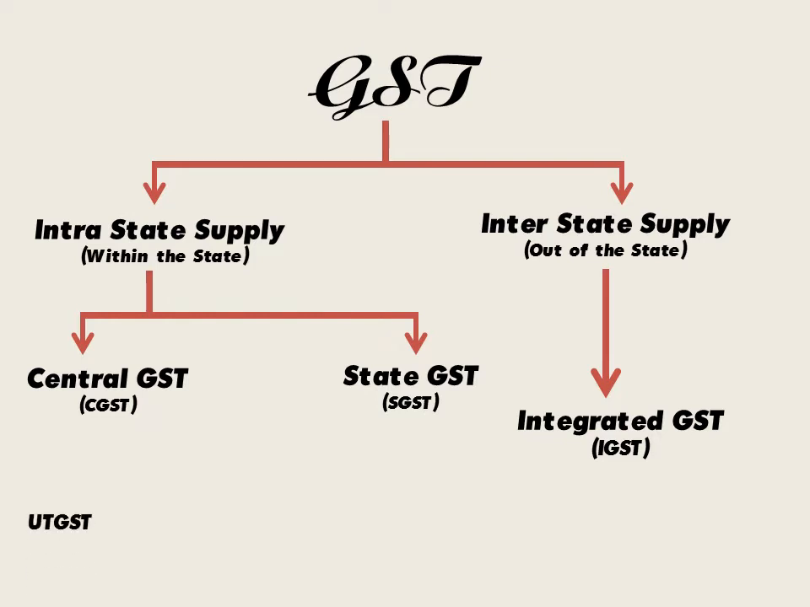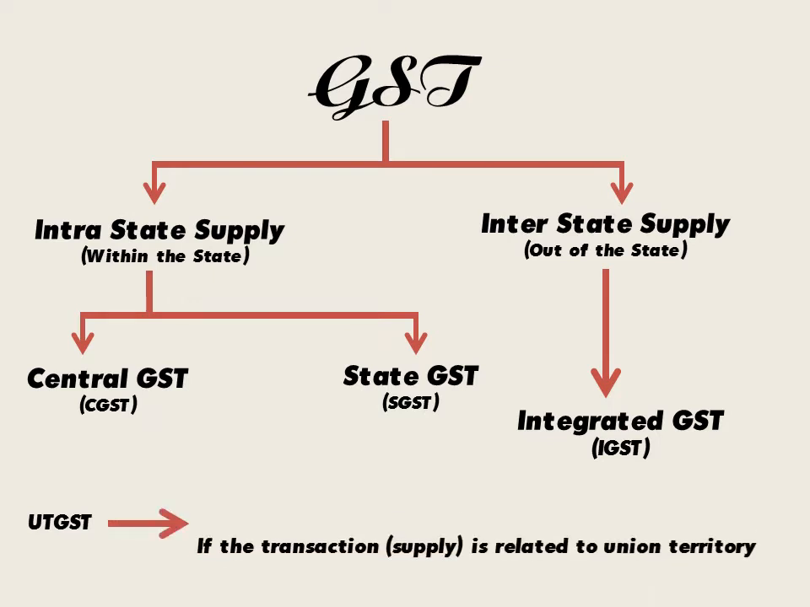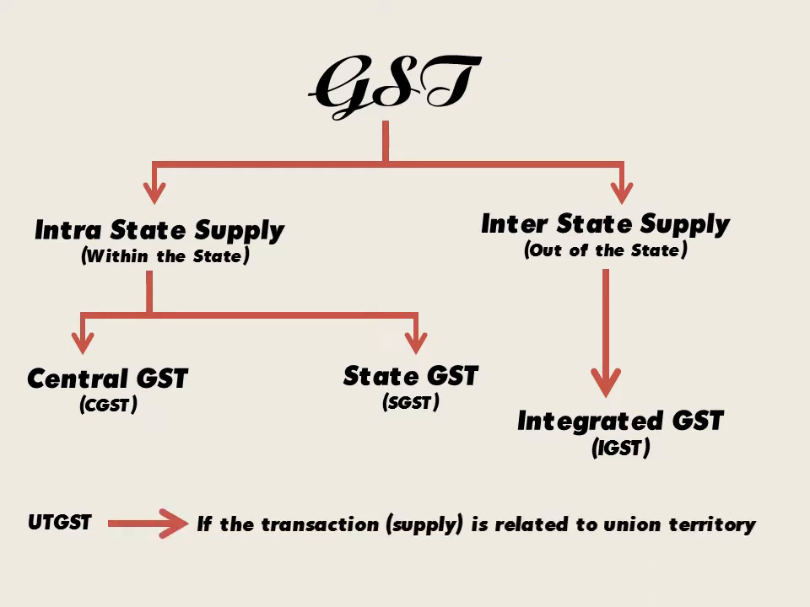There is one more type of GST, which is known as UTGST. If the transaction, supply, is related to Union territory, UTGST is applicable in place of SGST.